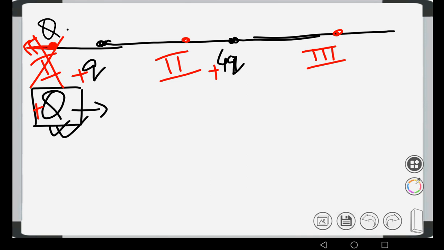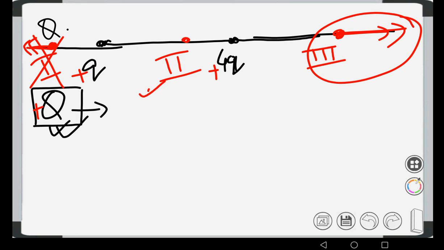Similarly, if we keep it in region 3, capital Q will experience the two forces in the same direction, and hence the net force again will not be zero, and so here also capital Q cannot be in equilibrium. So finally we are left with only one region, region 2, where small q will apply force in this direction and 4q will apply force in this direction. Hence here there is a chance of the net force on capital Q becoming zero.